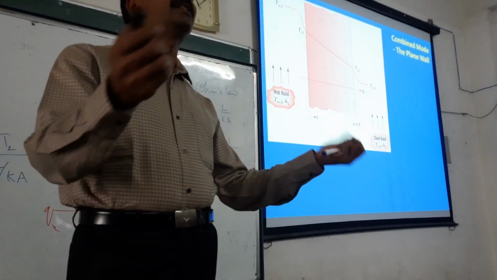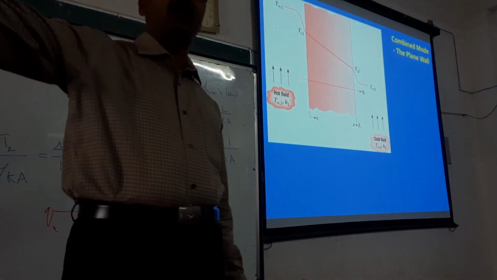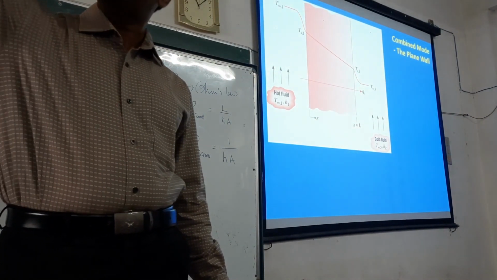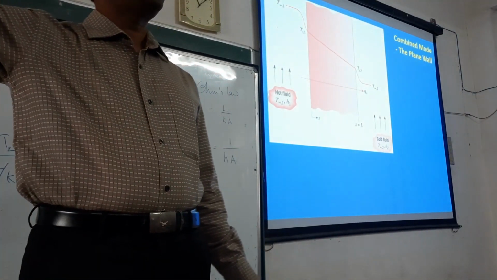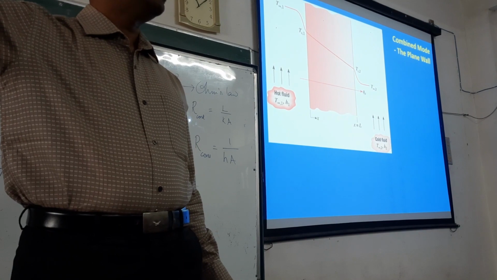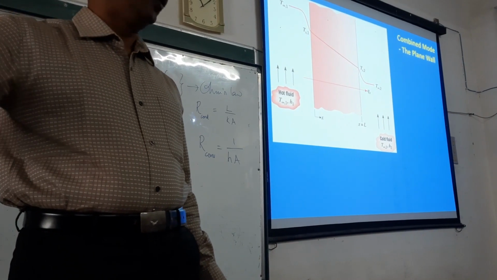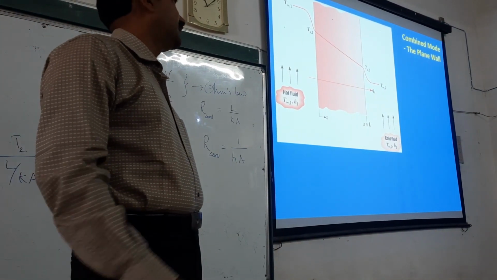So the meaning of inside and outside is this. Suppose you take this wall, this side of the surface is called the inside surface and the other, the outside surface. So the wall is separating two fluids. They can be the same or different.